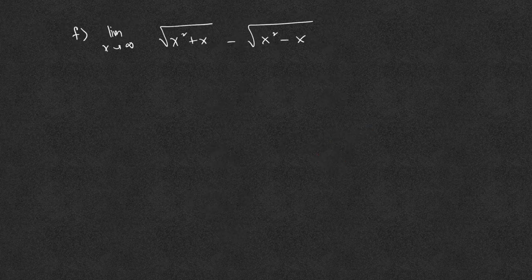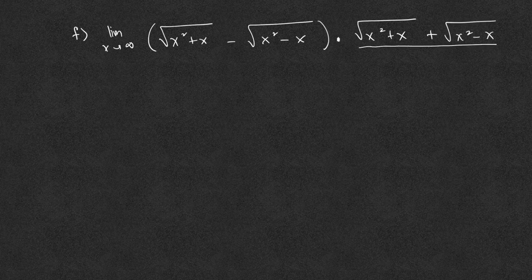The limit as x goes to infinity of the square root of x squared plus x minus the square root of x squared minus x. If we try to evaluate the limit at infinity, we would end up with infinity minus infinity, which doesn't tell us anything. And so we will attempt to multiply by the conjugate, the square root of x squared plus x plus the square root of x squared minus x, and we multiply the denominator with the same expression. This is known as the well-chosen one.